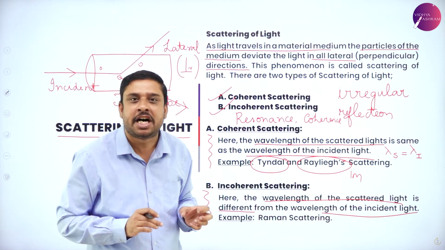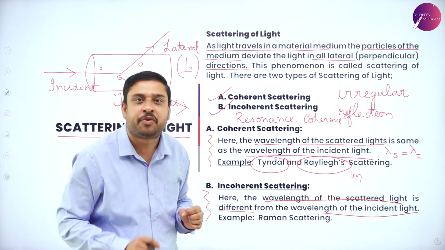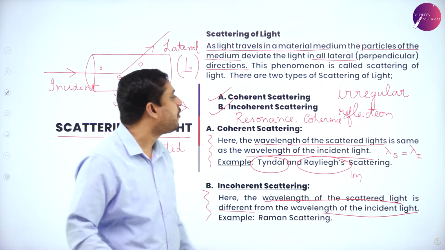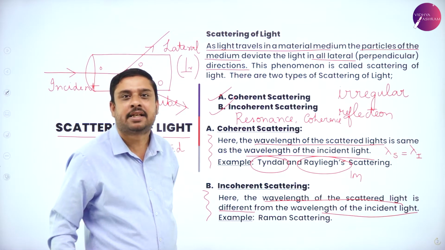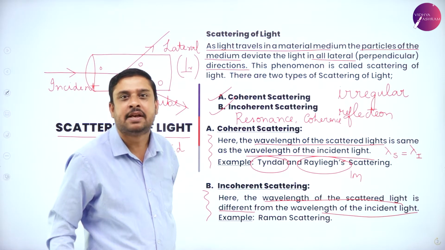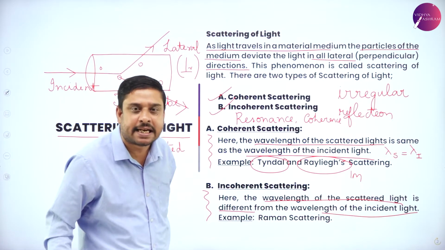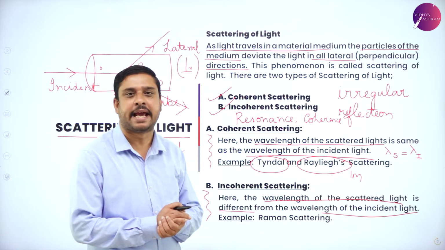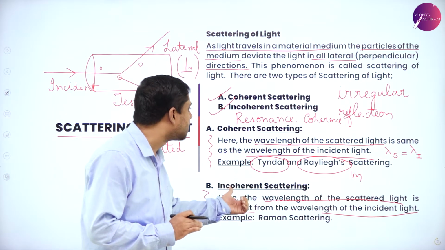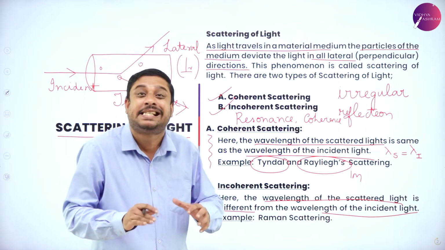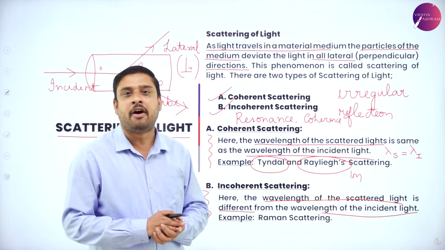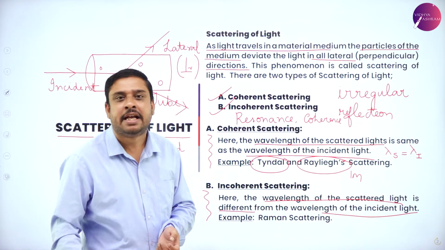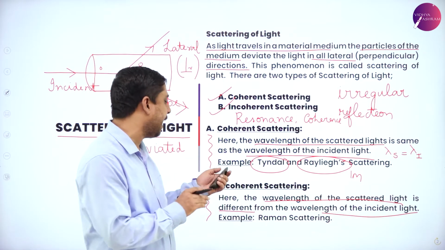Coherence refers to wavelength matching condition. So the wavelength of scattered light is the same as the wavelength of incident light. During incoherent scattering, the wavelength of scattered light is different or does not match with the wavelength of the incident light.